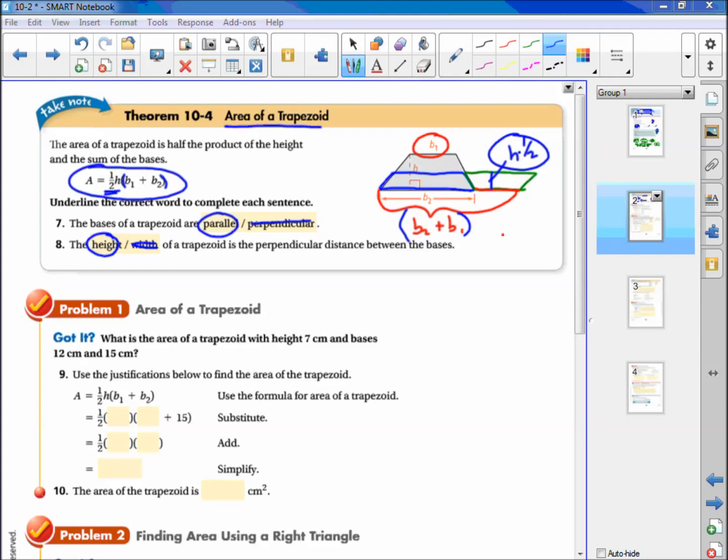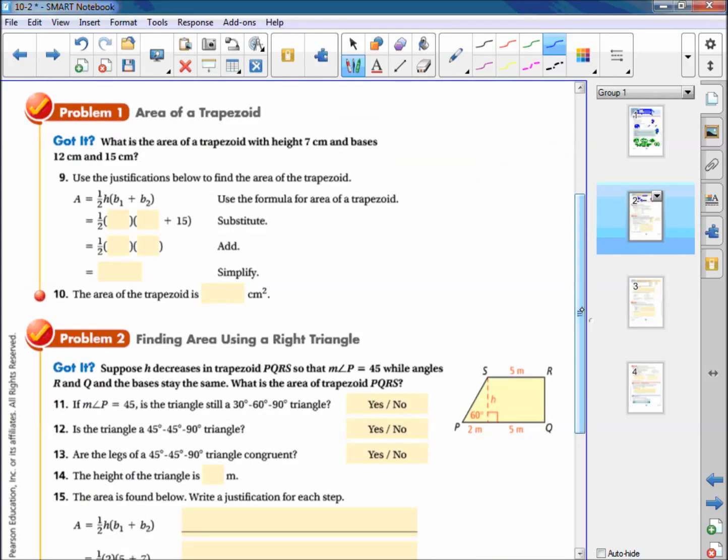Problem number 1, area of a trapezoid. What is the area of a trapezoid with height 7 centimeters and bases 12 and 15? So remember, the bases are the parallel parts. So there's 12 and 15. And then the height is the perpendicular that goes between them.